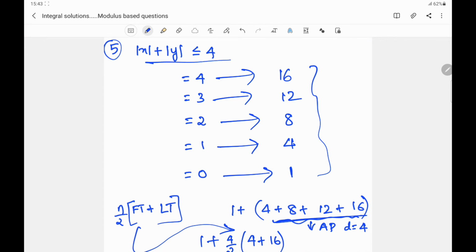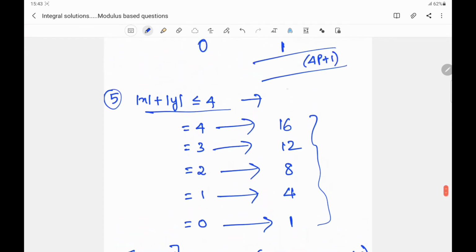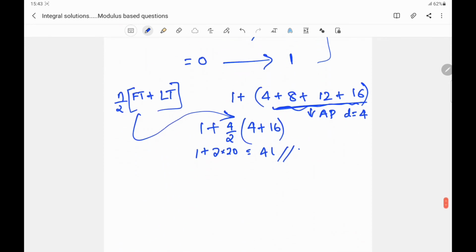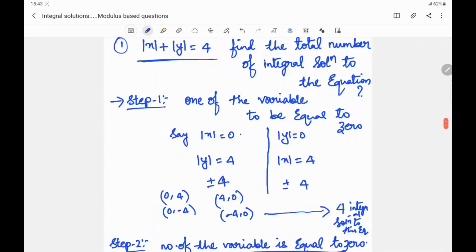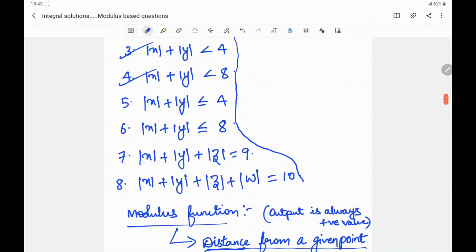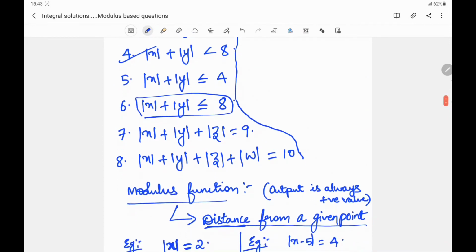So from this question we can conclude that whenever there is an equation of the form modulus of x plus modulus of y less than or equal to k, the answer will be of the form 4p plus 1. It is similar to earlier. Earlier we only took less than k. Now even when it is less than or equal to k, we get the answer of the form 4p plus 1. Now you yourself can solve this particular question, modulus of x plus modulus of y less than or equal to 8.